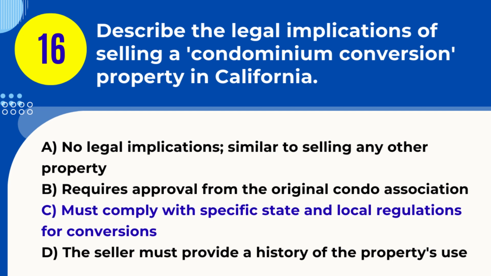Answer: C. Must comply with specific state and local regulations for conversions. Explanation: selling a condominium conversion property in California requires compliance with specific state and local regulations. These regulations address factors like tenant rights, building codes, and the conversion process itself.